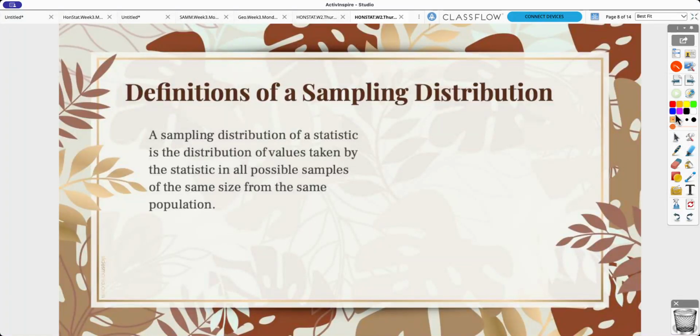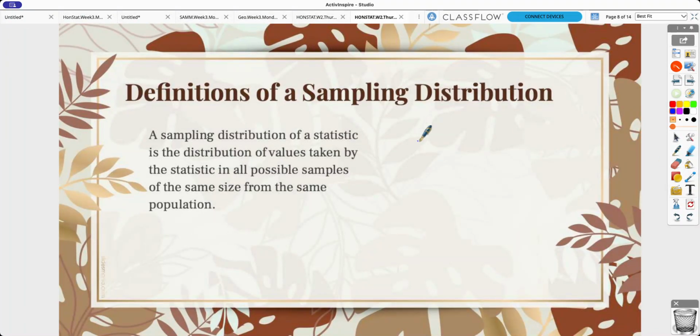Okay, so we're still on 6.1, and for this, let us take a look at the second objective, in which we will create a sampling distribution from a small population. Now, what is a sampling distribution? A sampling distribution of a statistic is the distribution of values taken by the statistic in all possible samples of the same size from the same population.